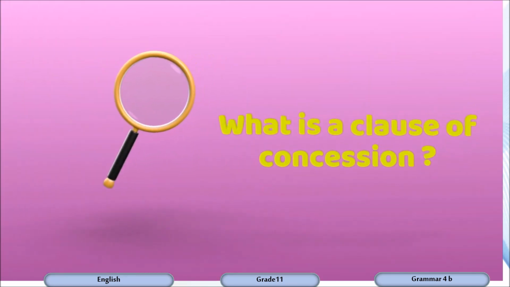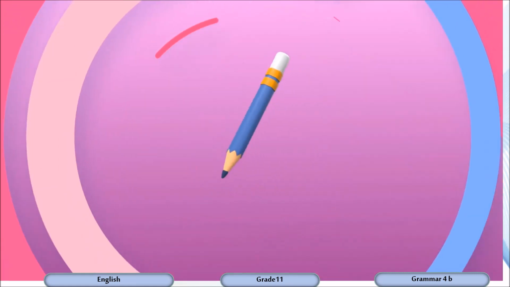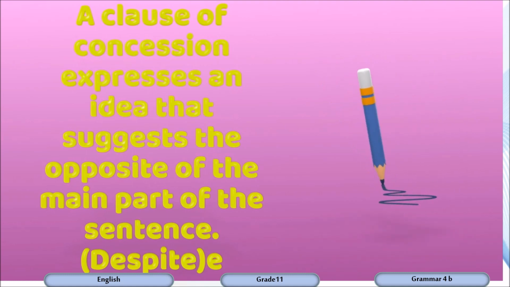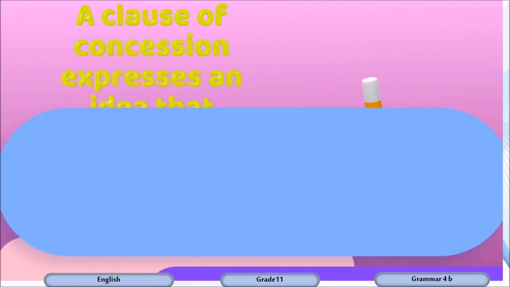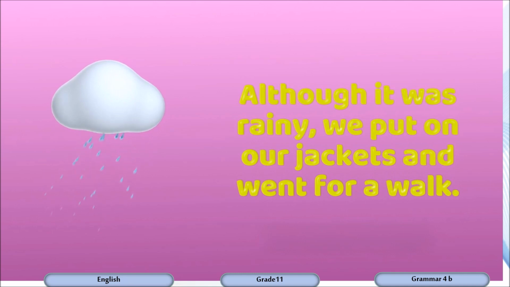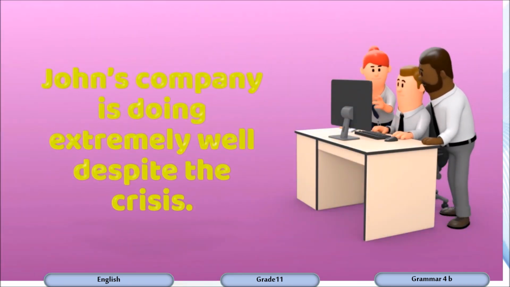Now let's move on to the second question. What is a clause of concession? A clause of concession expresses an idea that suggests the opposite of the main part of the sentence. We usually use the words despite, although, even though, etc. Now look at the example. Although it was rainy, we put on our jackets and went for a walk. John's company is doing extremely well despite the crisis.